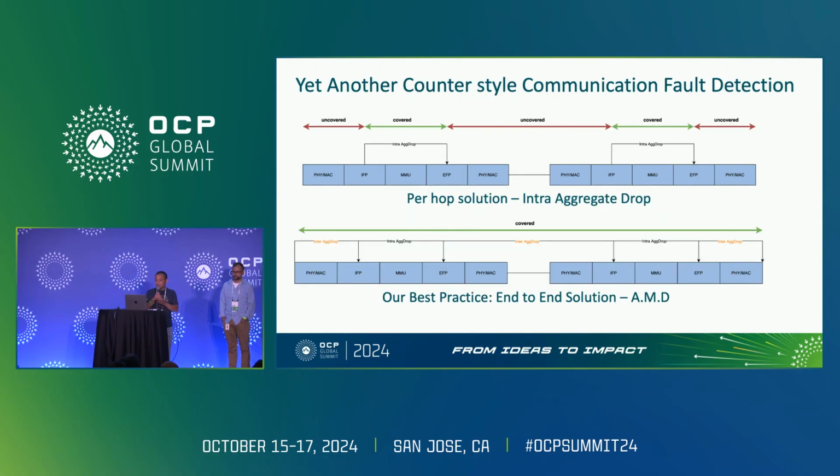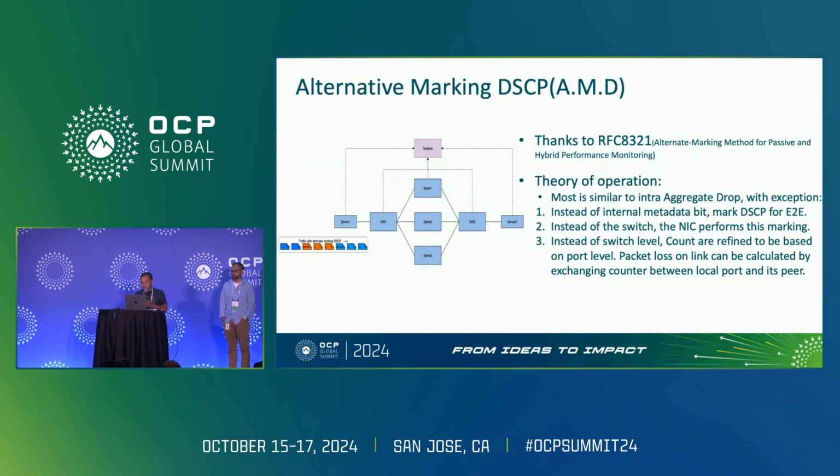Based on this, we designed another counter-style end-to-end detection mechanism. We called it the Alternative Marking DSCP, which can detect packet loss due to any reason and any component from end-to-end and achieve immediate detection and localization. Thanks to RFC 8321 for introducing a similar solution.